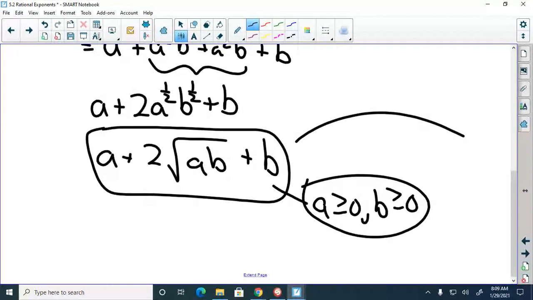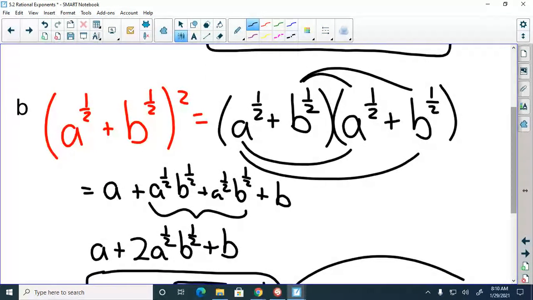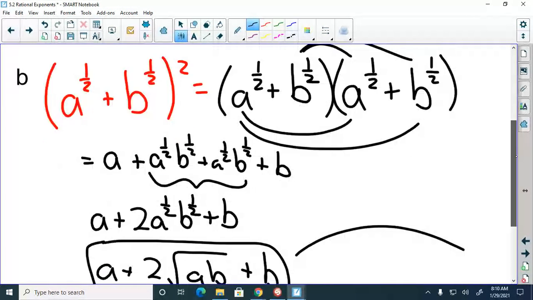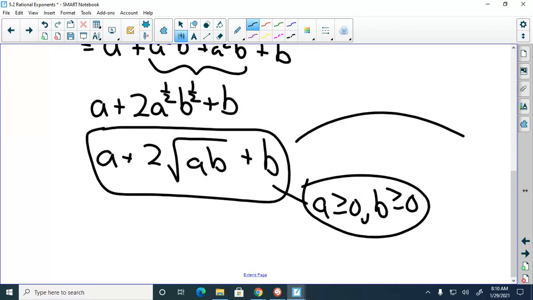Yes. But if only A was negative, or only B was negative, this would come out imaginary. So it mostly covers the case if one or the other is. But the original also doesn't work if both of them are negative. Right? The original doesn't work if both A and B are negative. And so we have to make sure that our answer also doesn't work if they're both negative.